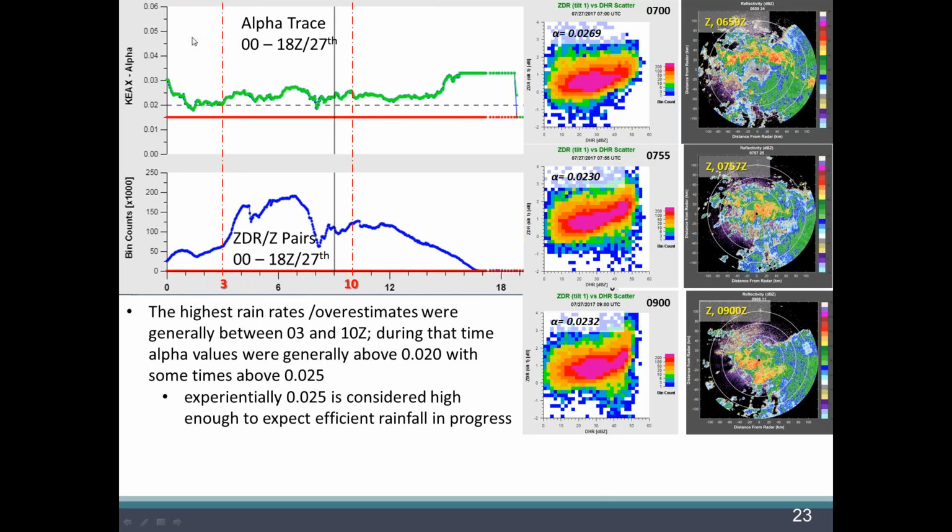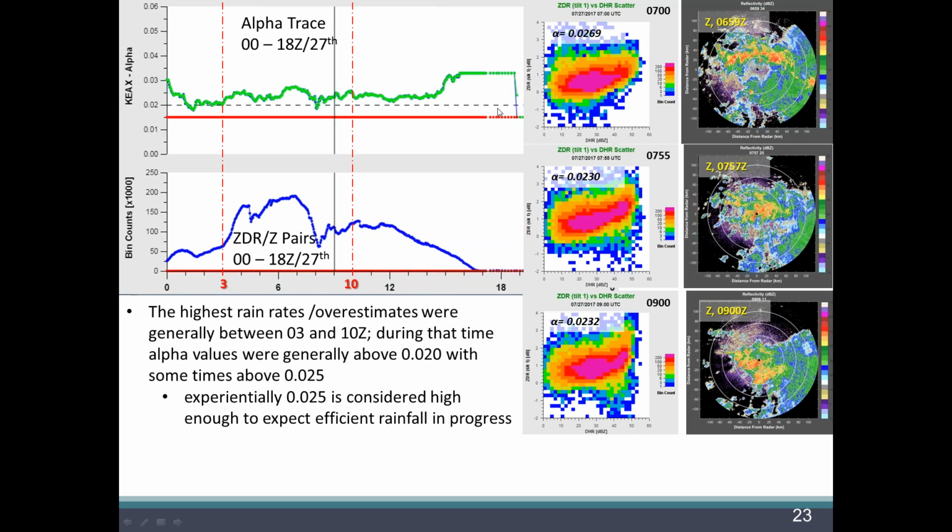But what I'm going to focus on here is this is a trace of alpha with times down here. These are just the number of ZDR-Z pairs. But alpha is in green, and I want to concentrate on the time between the red dot dash lines here. And what you see is that the alpha values here tended to range pretty much from about 0.021 up to about 0.027, and some of that's pretty darn high for applying to convection that's between 40 and 50 dBZ.